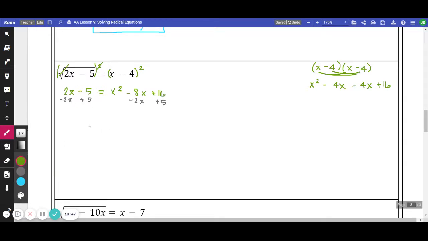Okay, so over here I have 0. That's what I want for a quadratic. I want it equal to 0. Equals x squared minus 10x plus 21.